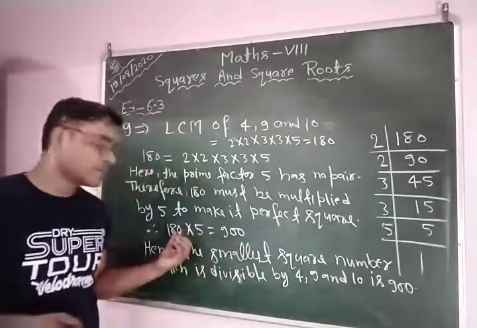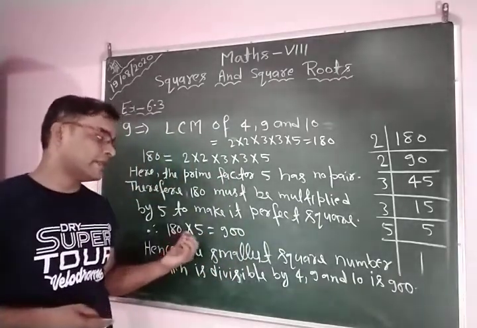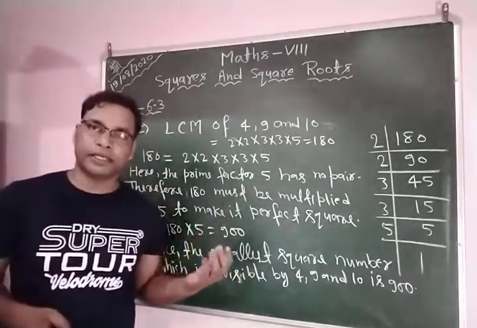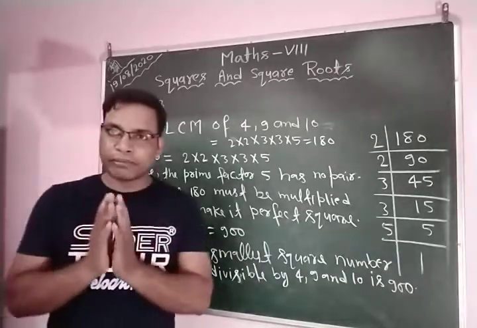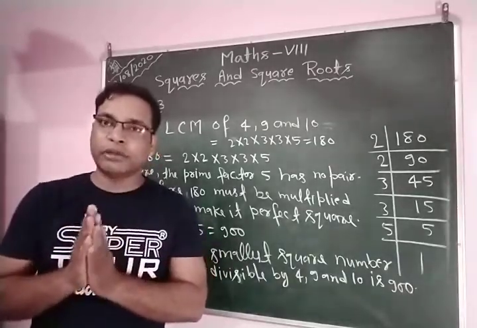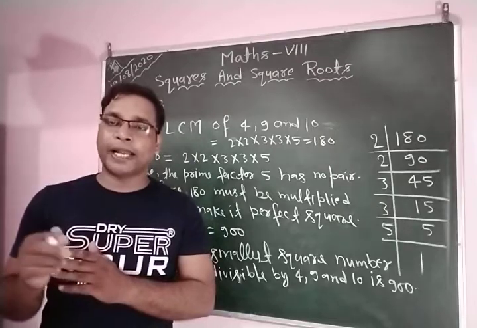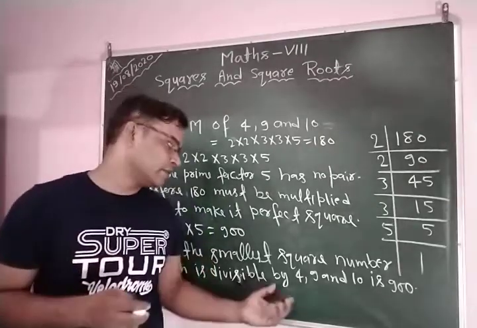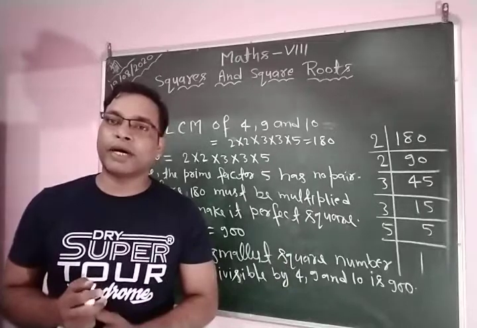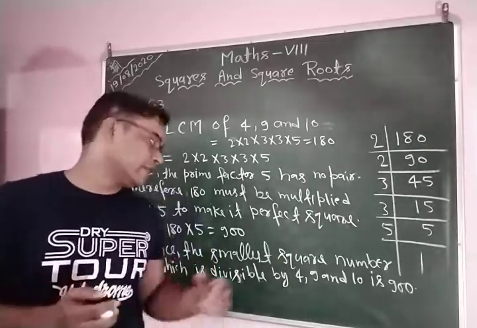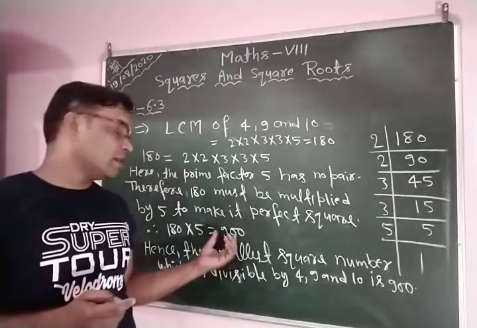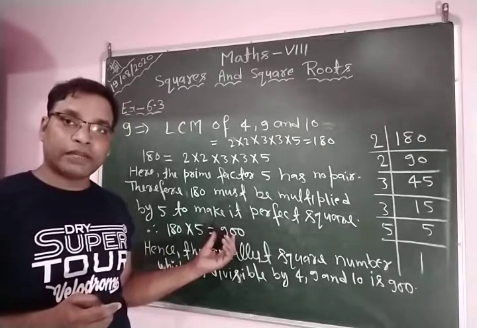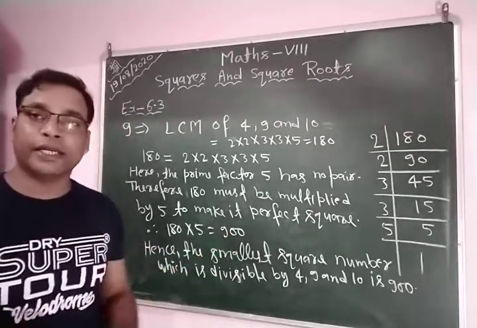So we multiply 180 by 5, and then we obtain 900, a perfect square number. 900 is the smallest square number which is divisible by 4, 9 and 10. 900 is the square of 30.